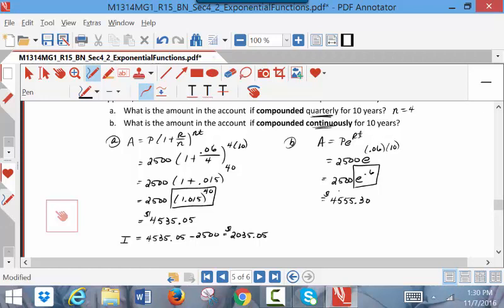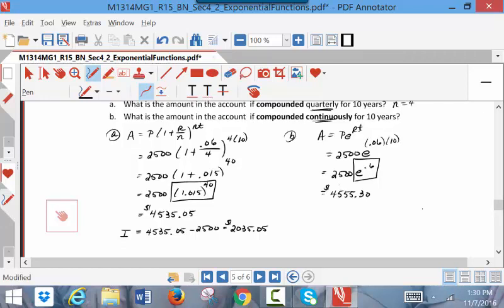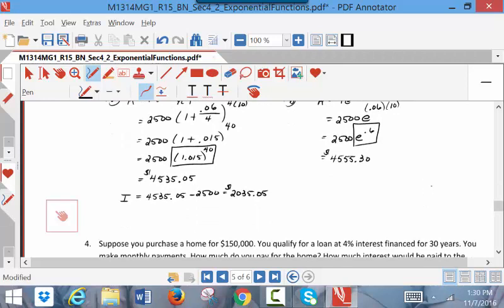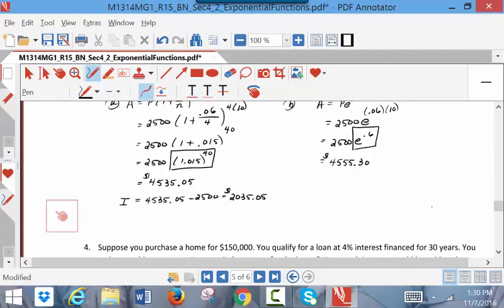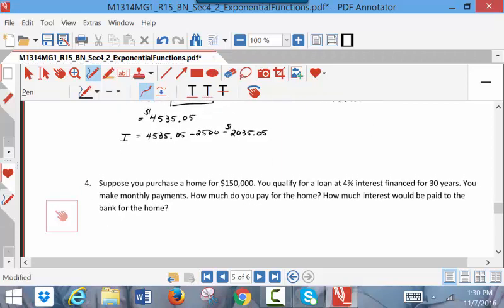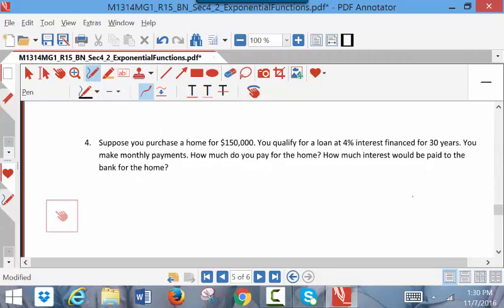So it's still a large amount, but it's only, what, about $15 more than doing it quarterly? So compounding continuously is not that dramatic a change. Even though it seems like it would be, it's not. Okay, so now let's get a little more serious about purchasing a home. You guys are going to get your degree. After you get your degree and you get a job, you're probably going to want to buy a home. So let's take a look about what life is like when you buy a home.